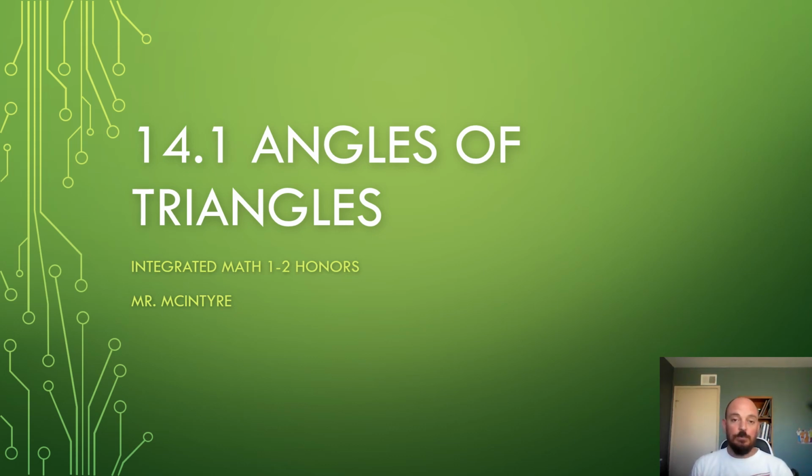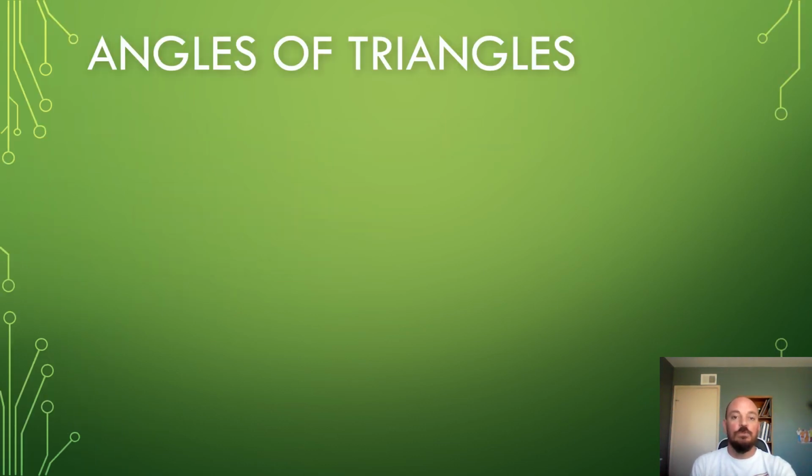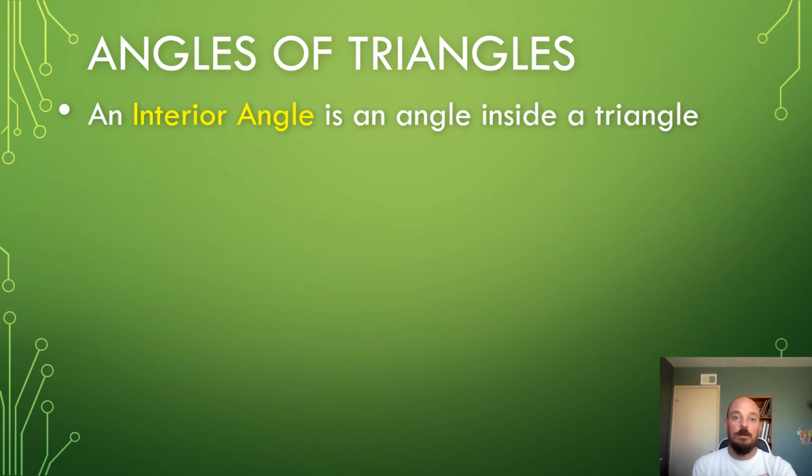We're still talking about proofs, but for Module 14 we're going to talk about triangles. We did line segment proofs, we did angle proofs, now we're going to focus on triangles. For today we're going to talk about just a couple theorems about the specific angles in triangles. And to do that, let's start with a little bit of vocab.